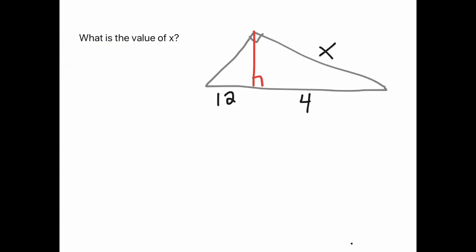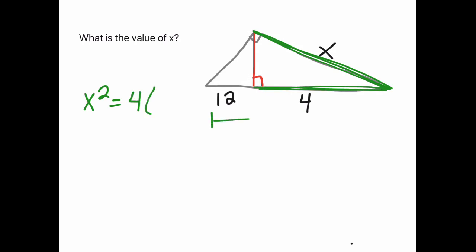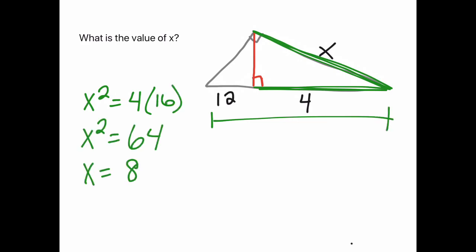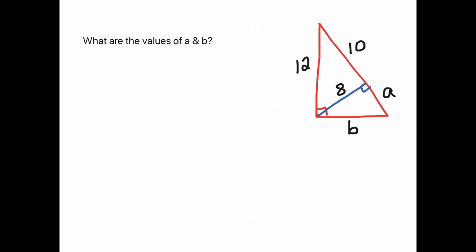This one here, we're actually looking for a leg of the big triangle, so we'll use corollary 2, where we have the leg squared equals the adjacent part of the hypotenuse times the whole hypotenuse. And then we'll solve this for x. And what we get is that x equals 8. So when we go back to this question, we're going to use both of those corollaries in order to solve.